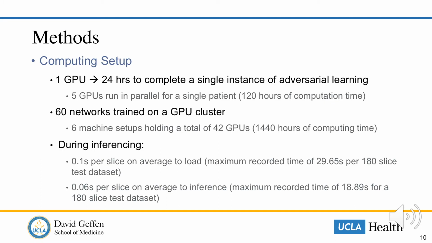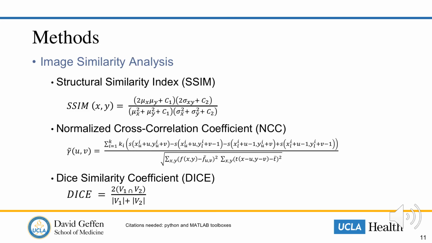On a single GPU, nearly 24 hours of runtime were required to complete a single instance of adversarial learning. For all 12 quorum member networks, for each of the 5 lobes to be trained, 60 networks were trained on a GPU cluster for a total of 1,440 combined hours of computing. During the inferencing process, the model took 0.1 seconds per slice on average to load, and another 0.06 seconds per slice on average to inference.